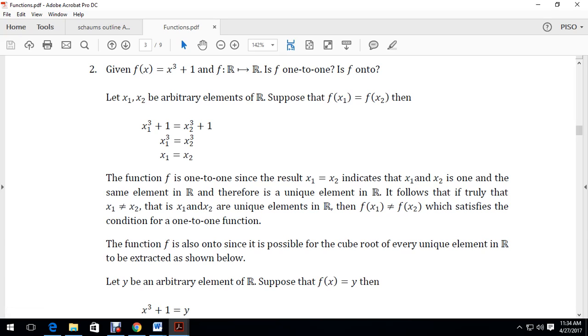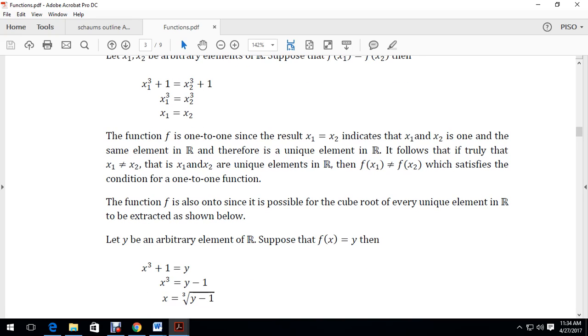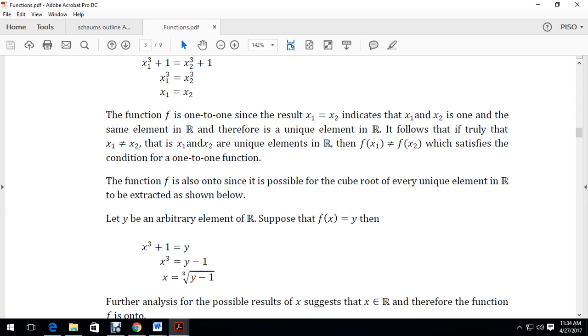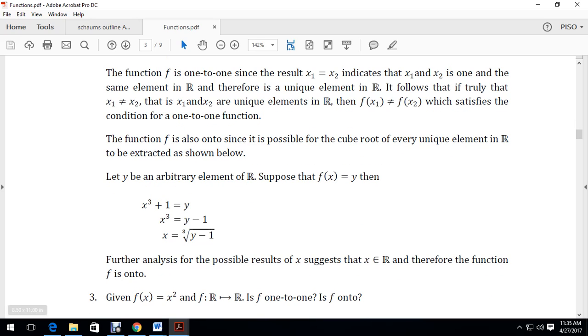Now, the function f is also onto, since it is possible for the cube root of every unique element in R to be extracted as shown. Now, suppose we let y equal the original expression x cubed plus 1. Then if we extract a value for x, this would result in a unique value for x for each unique value of y. Further analysis of the possible results of x suggests that x is an element of R, and therefore the function f is onto.